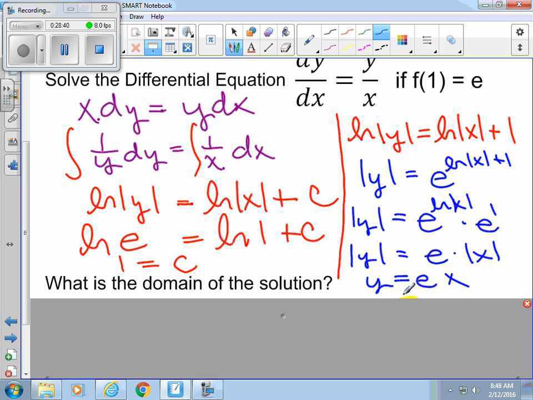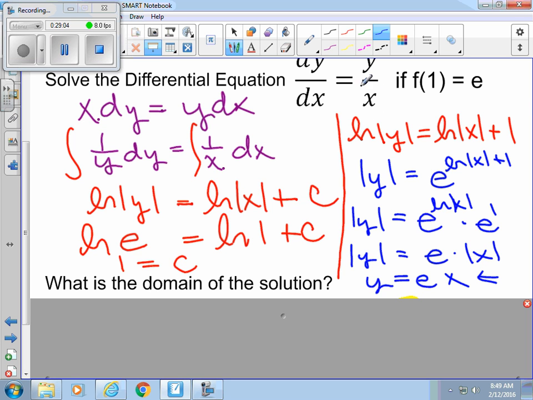I want to talk about the domain of this. Okay, just glancing at it, what's the domain? If I just look down here, isn't that a line? Negative infinity to infinity, right? But wait a minute. Isn't this part of the same stuff?